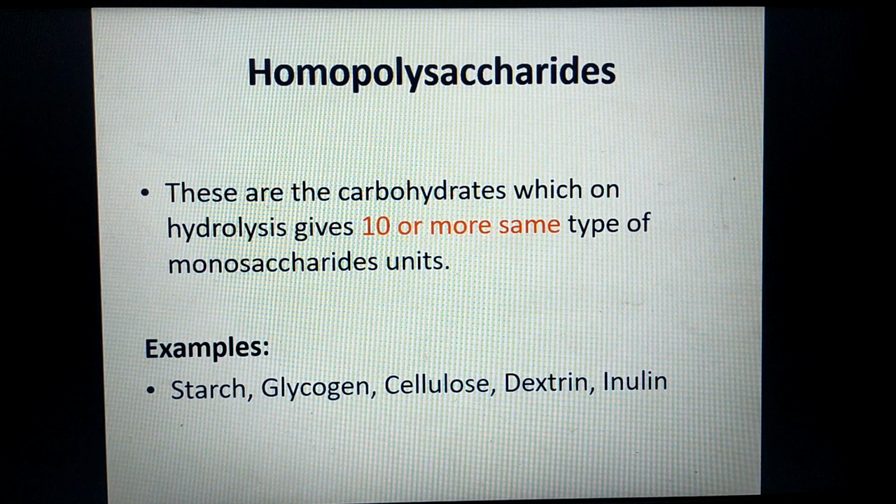Homopolysaccharides are the carbohydrates which on hydrolysis give 10 or more same type of monosaccharide units. The examples of homopolysaccharides are starch, glycogen, cellulose, dextrin, inulin, etc. In this case, starch, glycogen, cellulose and dextrin all are polymers of glucose, whereas inulin is a polymer of fructose.